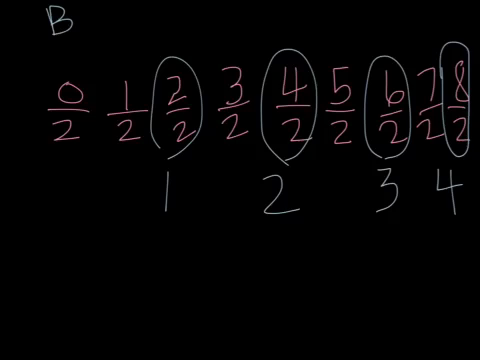For B, we count by halves, starting at 0 halves and ending at 8 halves. And then we do the same thing where we are going to circle the fractions that equal a whole number. So the first one, numerator and denominator are the same, so we know it's 1. 4 divided by 2 equals 2. 6 divided by 2 equals 3. And 8 divided by 2 equals 4. If you'll notice, we go in order 1, 2, 3, 4.